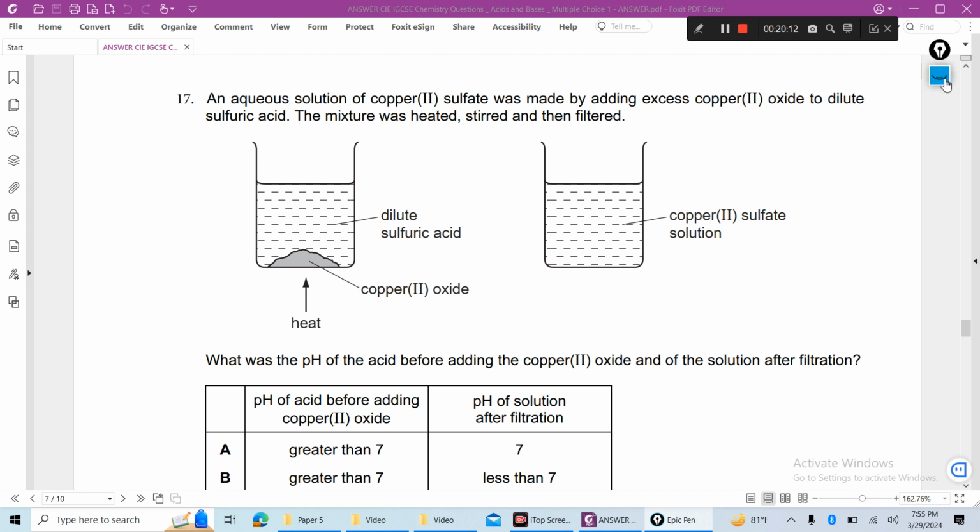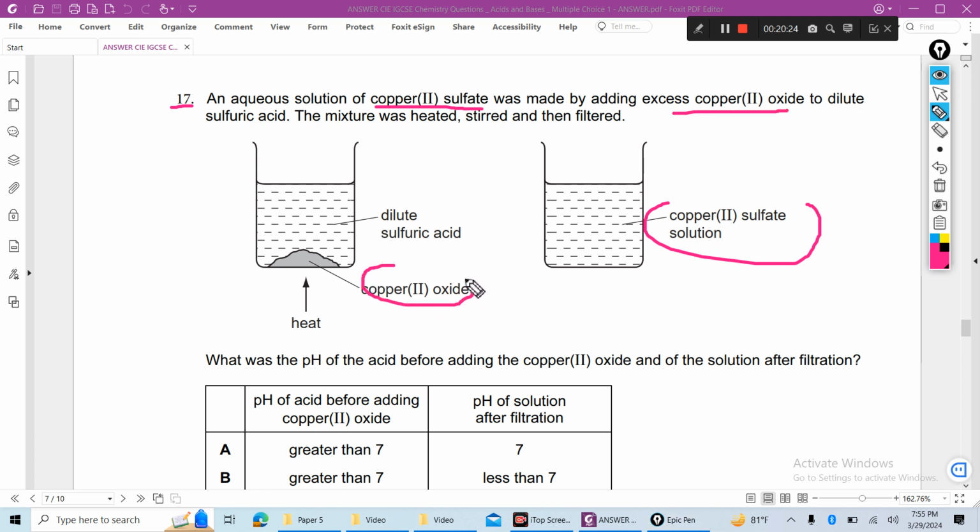Question 17: an aqueous solution of copper sulfate was made by adding excess copper oxide to dilute sulfuric acid. The mixture was heated, stirred and then filtered.